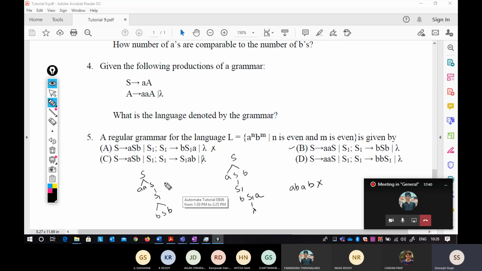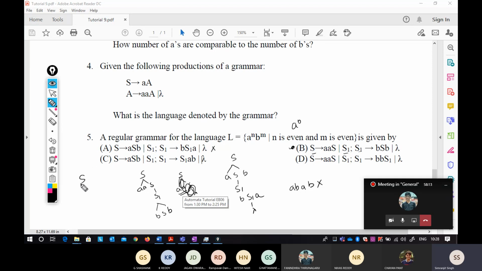So the smallest string that is possible in that is double A. If n is even, it means zero number of A's can also come, because zero is also even. So epsilon is also possible in that one. There is no problem, because S can go directly to S1 and S1 goes to lambda. So just keep in mind that B can also be a possibility.